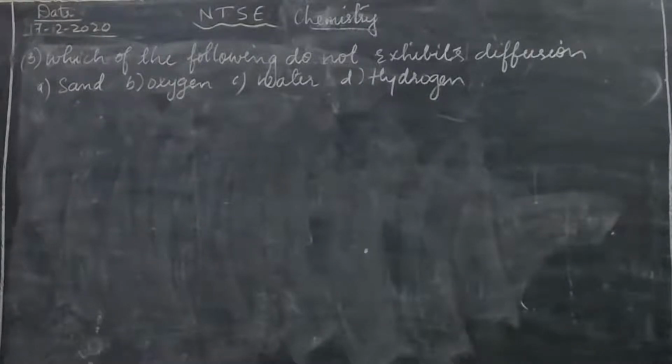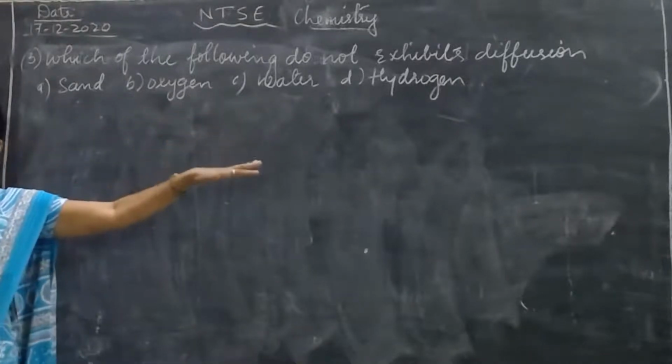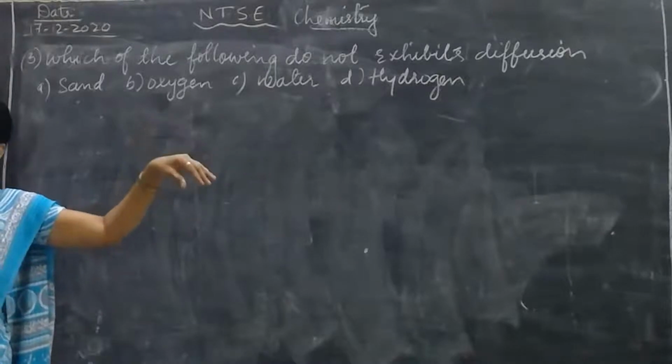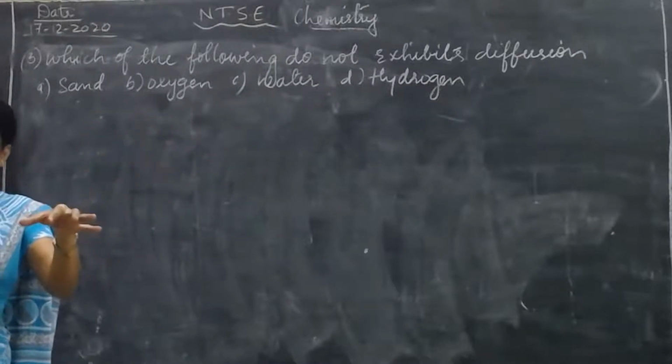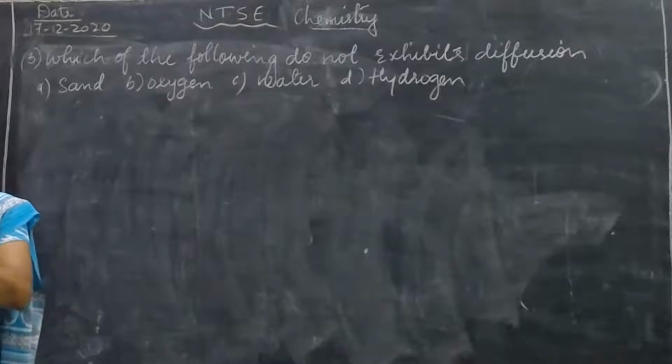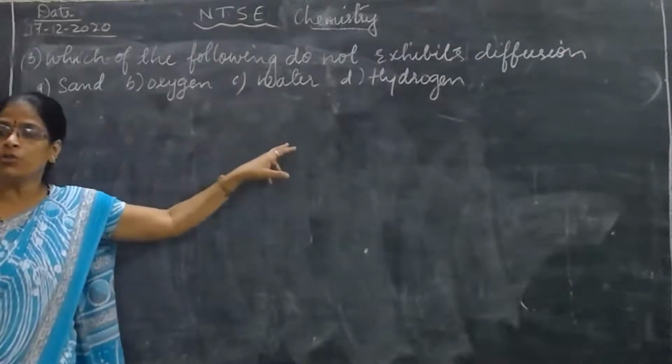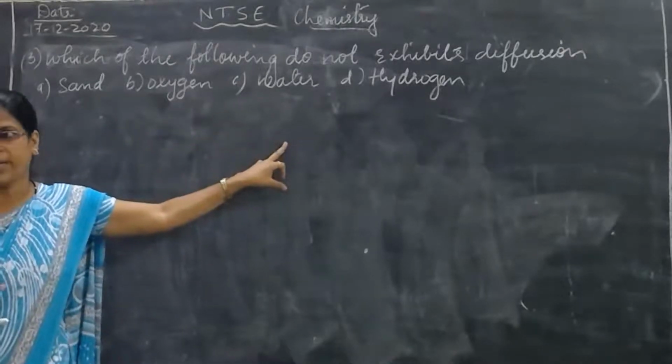To understand this, which of the following does not exhibit diffusion? You should know what diffusion is. Diffusion is when a substance gets mixed with another substance, and this mixing is due to the motion, that is, the movement of particles. So diffusion is nothing but the spreading of substances, or the mixing up of one substance with another, and this is only possible due to the movement of the particles.